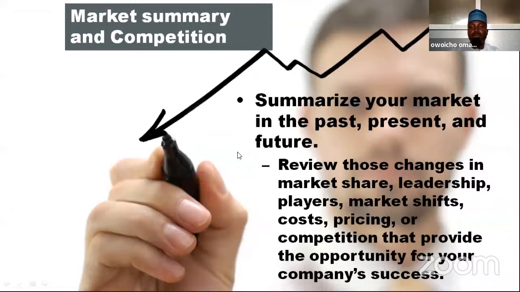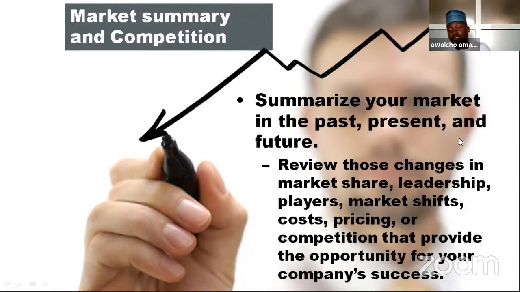A market summary and competition. We have been talking about market. You understand that now. That's why we wrote summary, meaning that we expect that you should be able to summarize the market from your feasibility study. You talk about the past market, the present market, the future market, the parties in the market, who is the leader in that market, whose product is being sold more, how the market share has been changing. When we say market share, it is the number of those you are selling to.